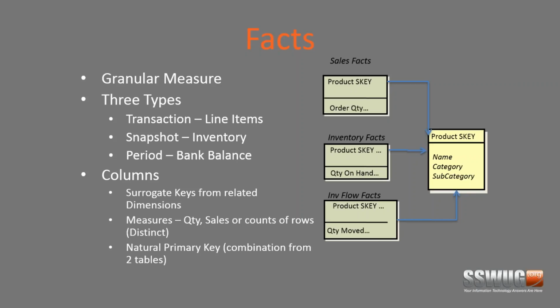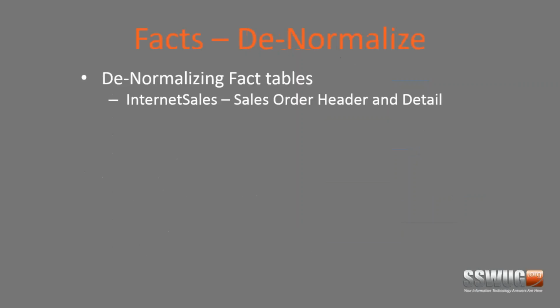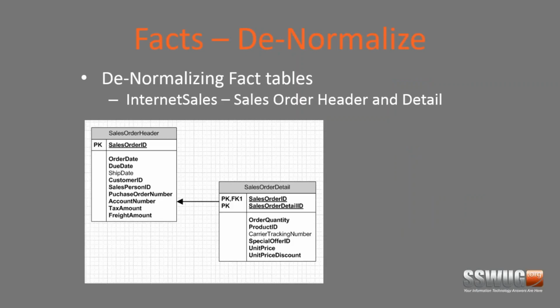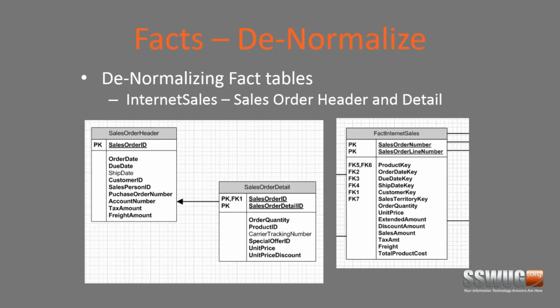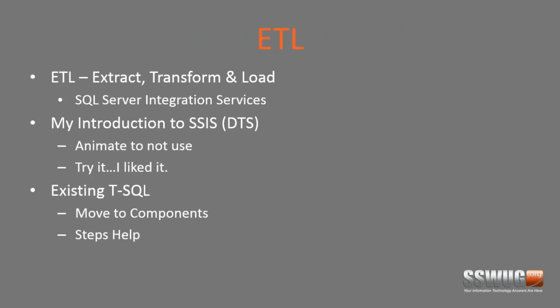The columns in the facts are the surrogate keys that have been related through the dimensions. You'll see measures like quantity sales and even count of rows, which is usually done in the reporting tool. And there's sometimes a natural key, primary key, like the sales order number and the sales line number. So facts are denormalized. The example of internet sales is a great example. Here we have a sales order header and sales order detail in our transaction system, but in our fact table they're combined together with surrogate keys for the dimension. So don't worry about this denormalization. If you're from a normalization world, it is okay.